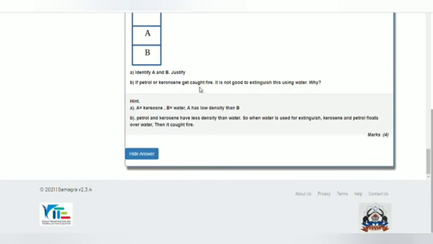If petrol and kerosene catch fire, it is not good to extinguish them using water. Why? Petrol and kerosene have less density than water. So when water is used to extinguish, kerosene and petrol float over water and then catch fire. So water is not used.